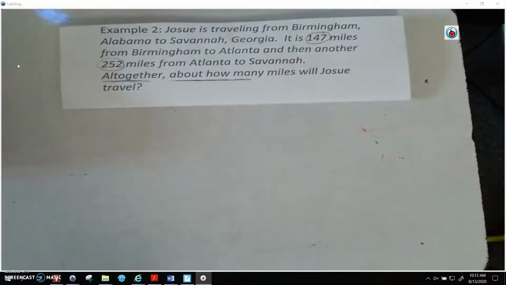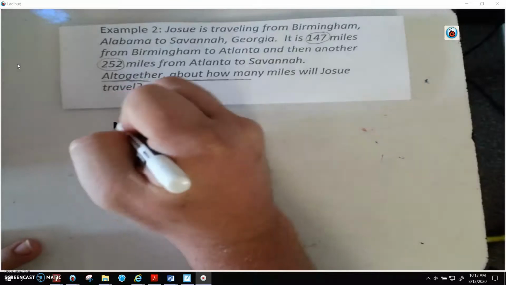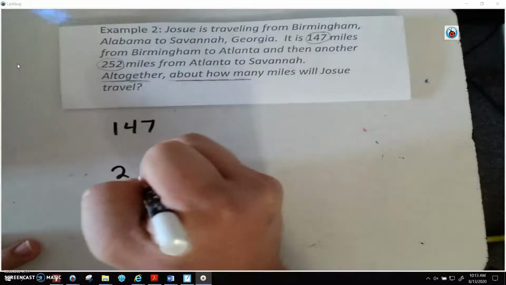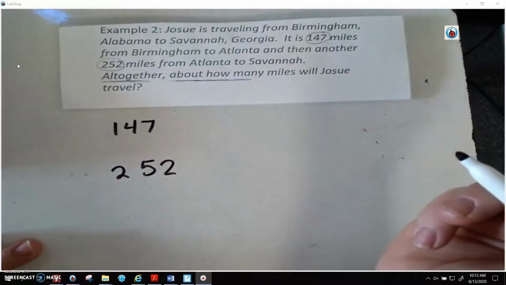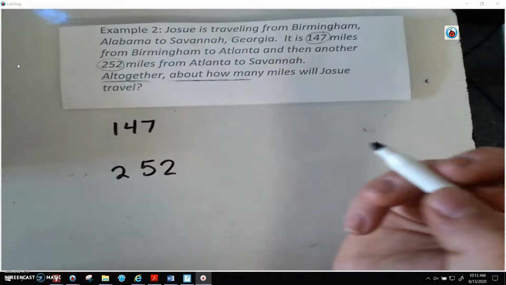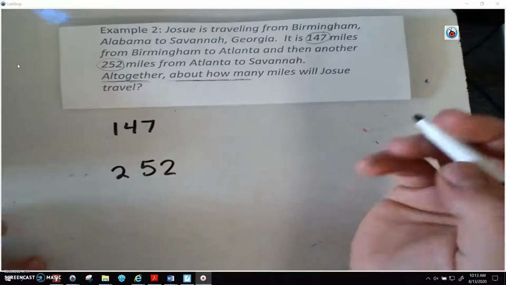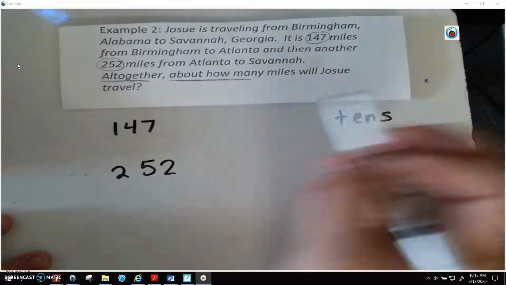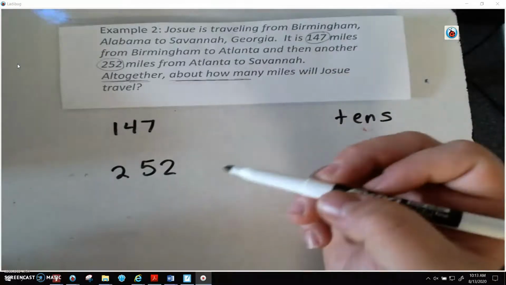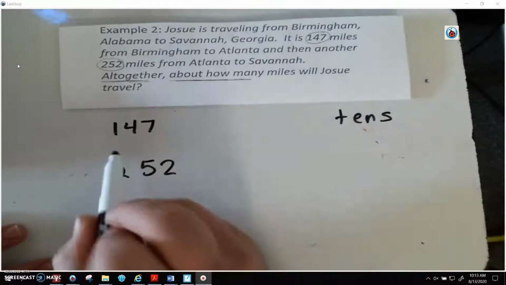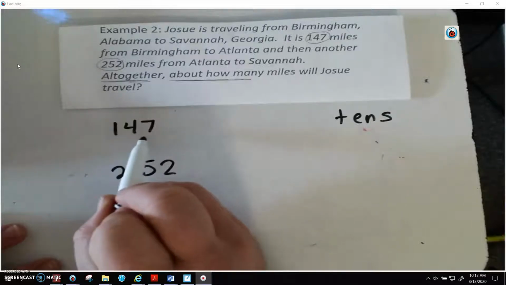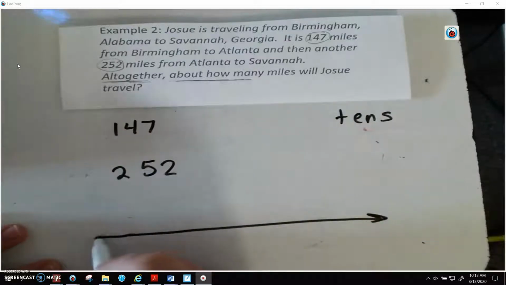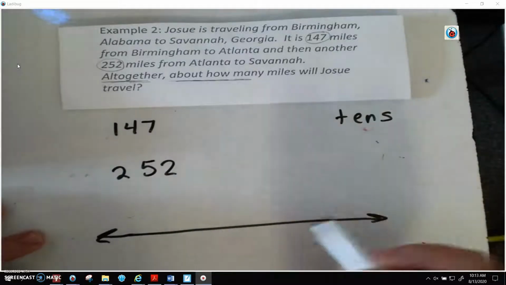So I'm going to write my two numbers down. I have 147 miles, and I also have 252 miles. What I'm going to do is I think I'm going to round to the nearest tens place, because I think my answer will be a little bit more accurate, a little bit closer to the actual answer. So 147. When I'm thinking about 147, I like to use a number line to kind of show you what I'm thinking.